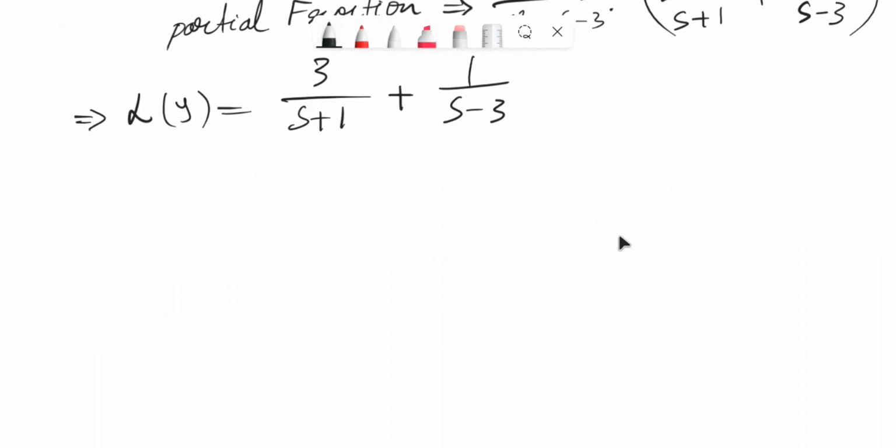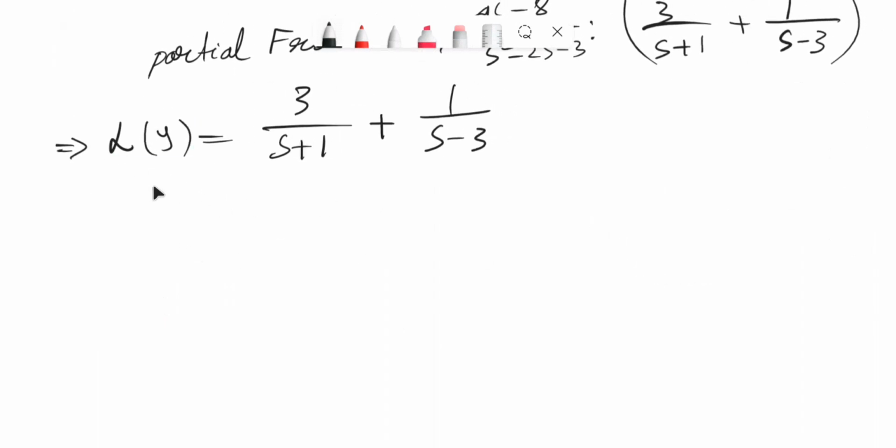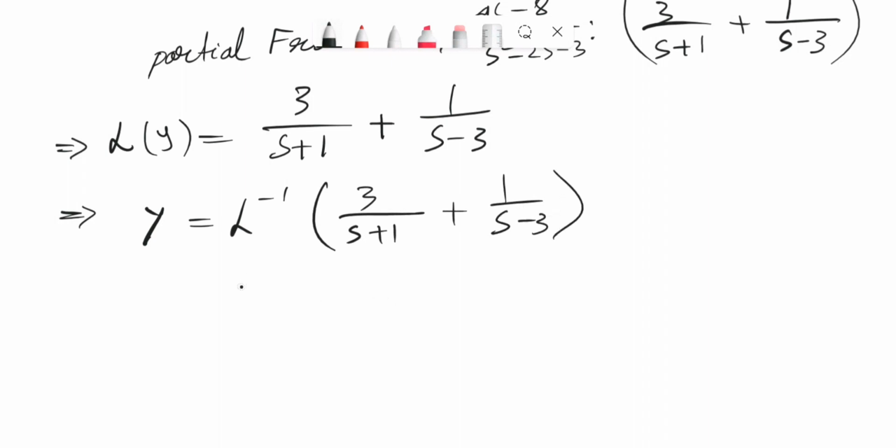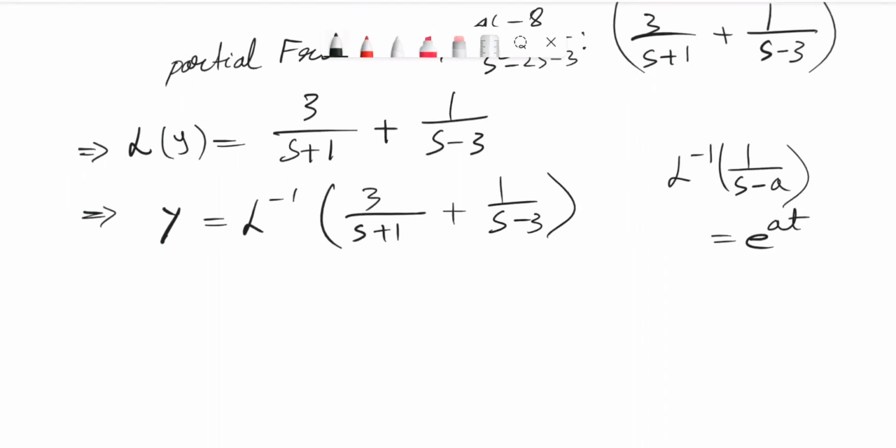Now we'll take the Laplace here, so it will create the inverse Laplace transform. So y is equal to inverse Laplace of 3 by s plus 1 plus 1 by s minus 3, which will give us, we know, the inverse Laplace of 1 by s minus a is equal to e to the power at. So according to this formula, we can write this as, we'll perform the inverse Laplace on this one and again on this one.